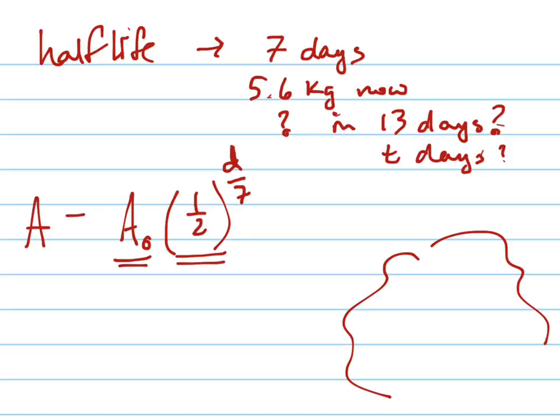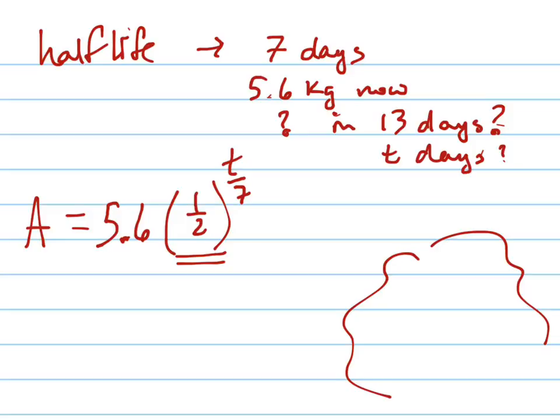And so this is the amount. The amount equals A sub 0, the original amount, times 1/2 to the D, or the T really is what we would say, because they want it in T. T is in days, right? So our original amount in this case is 5.6.